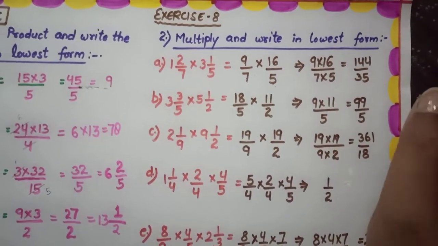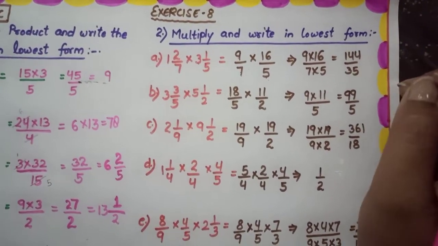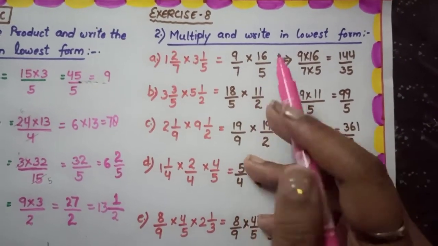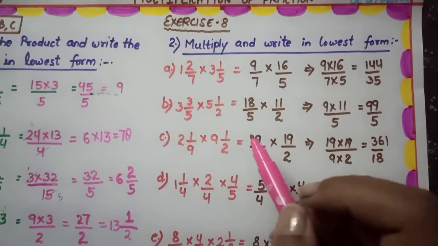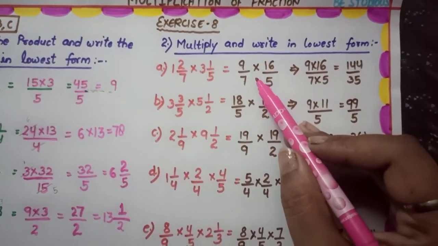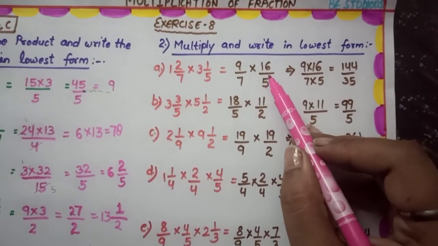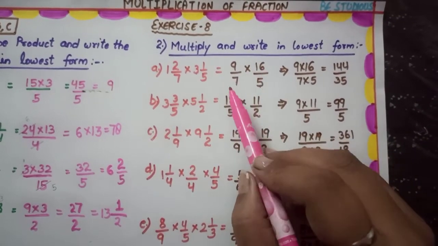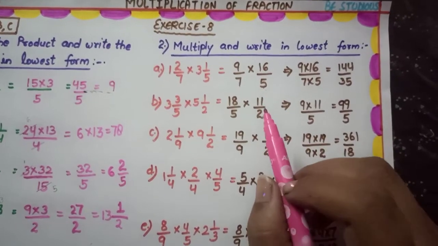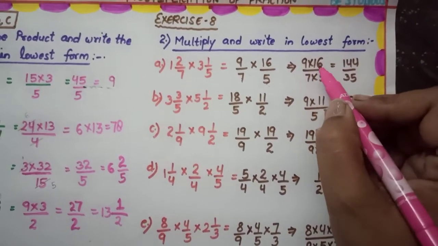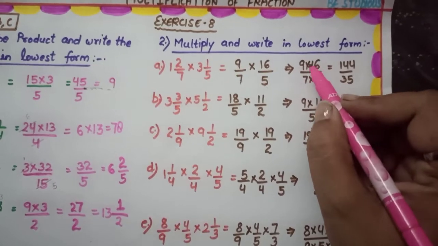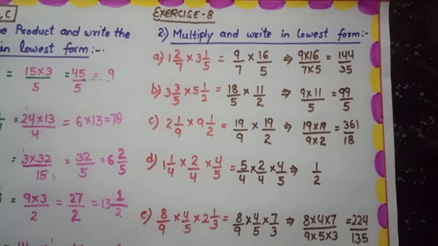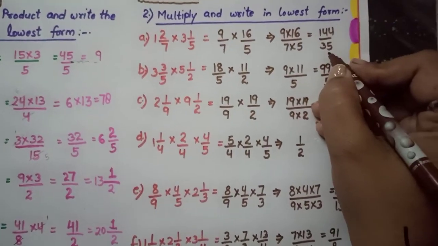Okay, always remember, see in our addition and subtraction what we used to do students, we used to cross multiply, right? But in multiplication we will not cross multiply, we will multiply directly. We will multiply numerators and denominators. Okay, now 9 16s are, or I should say 16 9s are 144 and 7 5s are 35.